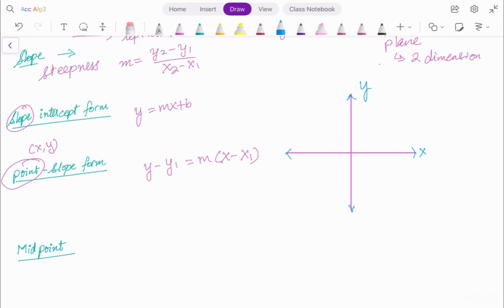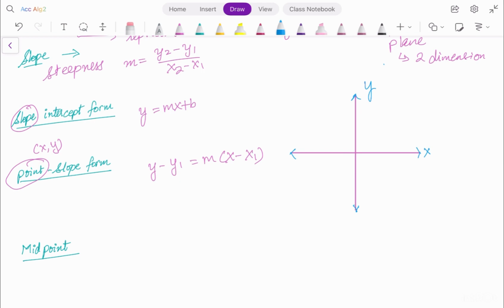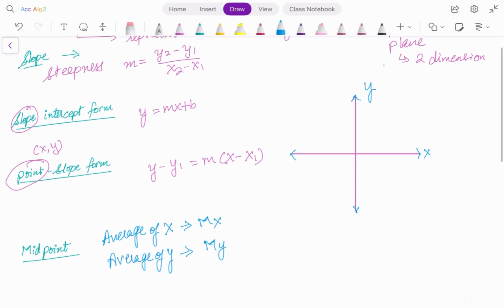So for example, if you have to calculate the midpoint of a line, the midpoint is nothing but the average of the x coordinate and the average of the y coordinate. I call it m of x because it is easier for my students to understand, midpoint x and midpoint y. Now when we are talking about the average, it implies we are adding the two x coordinates together divided by 2 and adding the two y coordinates together and dividing by 2. This is how you can calculate the midpoint.